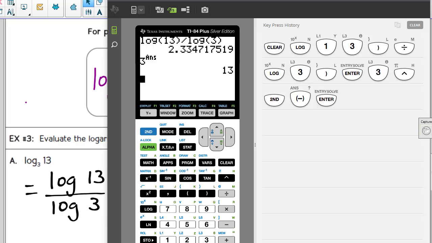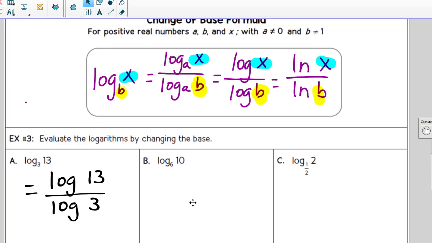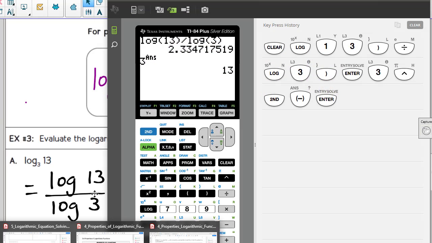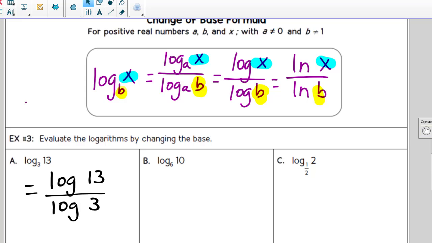Okay. Okay, let's see what's going on with you. And possibly you can try B. I'm going to pause. Okay, so our answer for this was 2.335 approximately.